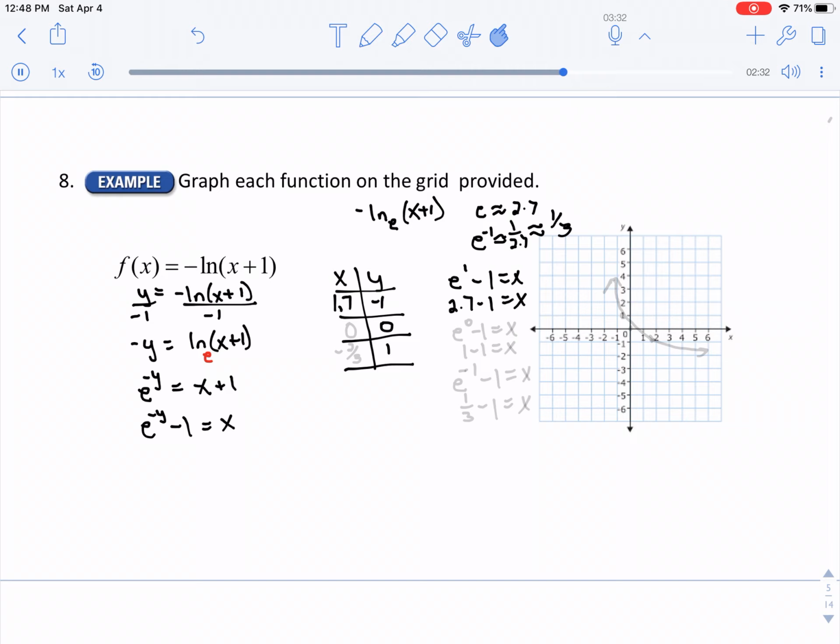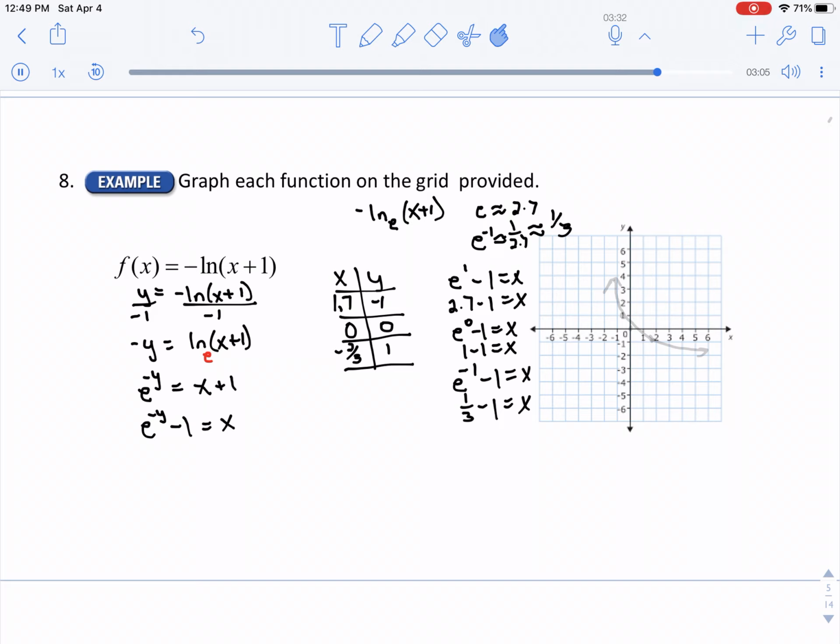Now we're doing e to the negative y, which is e to the 0 power minus 1 equals x. But anything raised to the 0 power is 1, so I got 1 minus 1 equals x. So x equals 0. And then e to the negative 1 power minus 1 equals x, and e to the negative 1 power is 1/3 minus 1 equals x, and 1/3 minus 3/3 gives us a negative 2/3, so a negative 2/3 goes in our t-table.